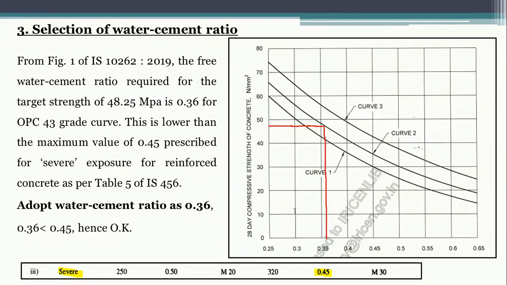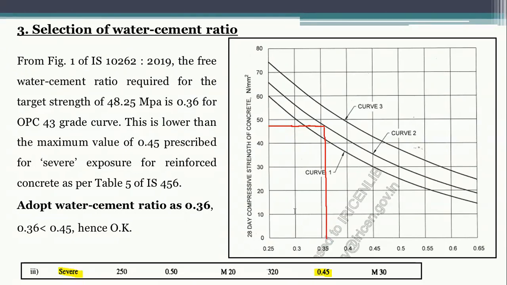If PPC or any other cement is used, then we have to take curve 2 for the initial trial. Now in this problem, in this design data, they have used OPC 43 grade, so curve 2 is the curve that indicates OPC 43 grade. So what is our target strength? Our target strength, based on the two values, whichever is the highest one we have selected, is 48.25.